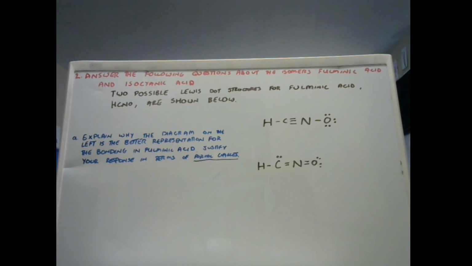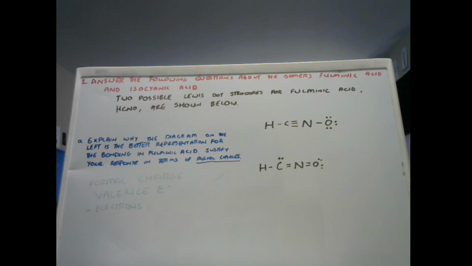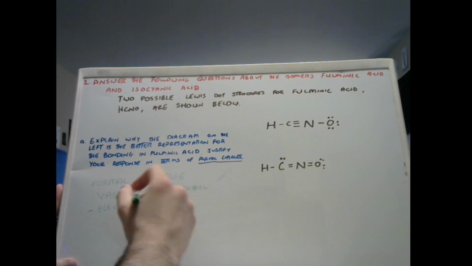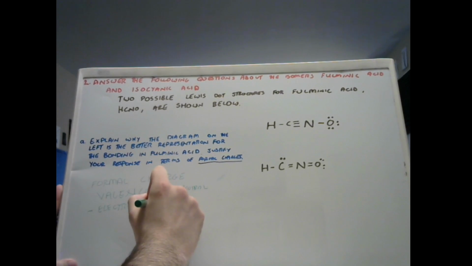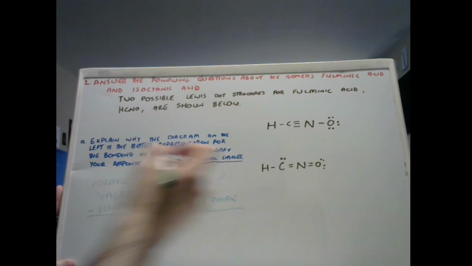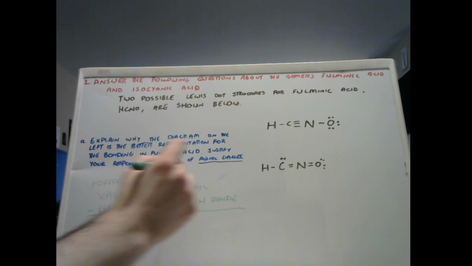Formal charge, for those of you who have forgotten, is a way of measuring the effective charge of a molecule. Formal charge is the valence electrons of a neutral atom minus the electrons present in the bonded atom. You subtract the two of those, and that gives you your formal charge.